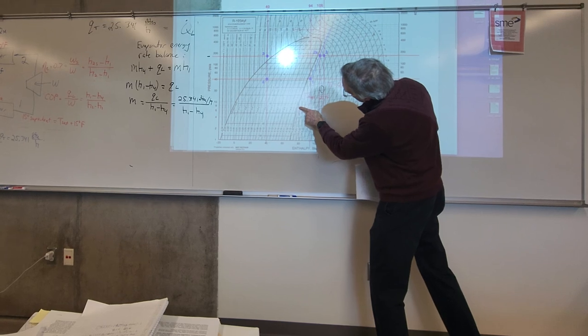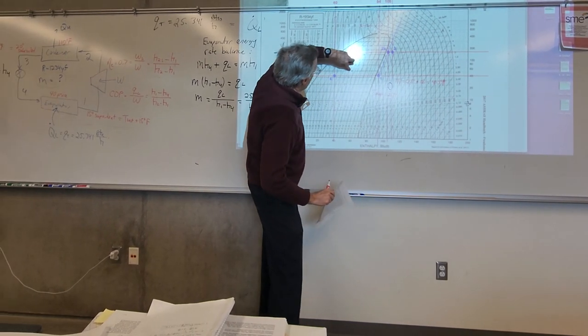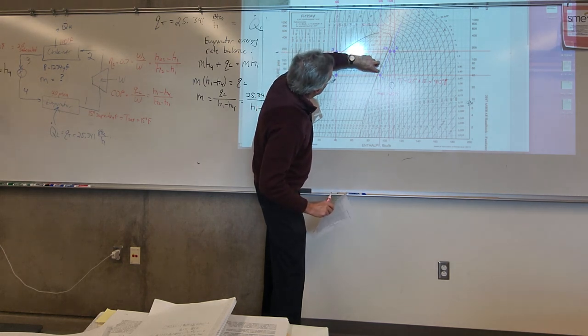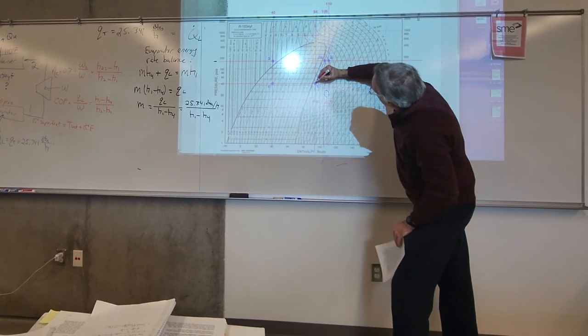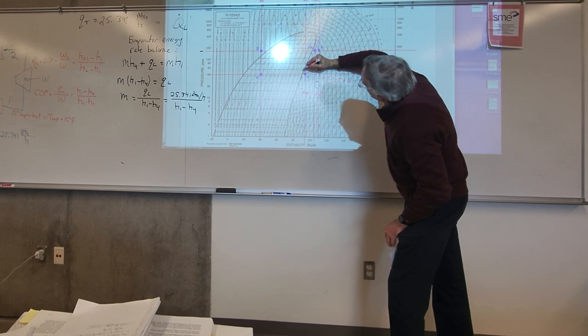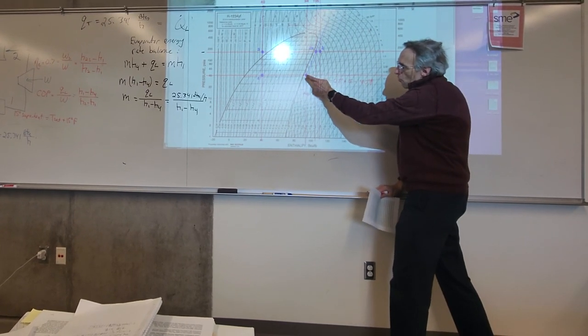I think that's negative 40. Whoops, that's 40. So here's 40. So it hits right there, and then it comes almost straight down, and it intersects 40 PSI right there, right? So that's where I put my point one, state one.